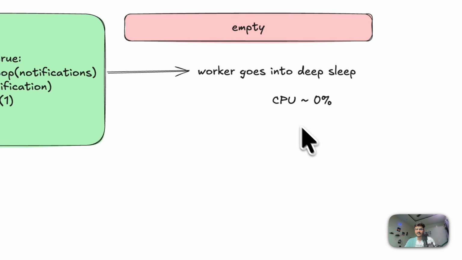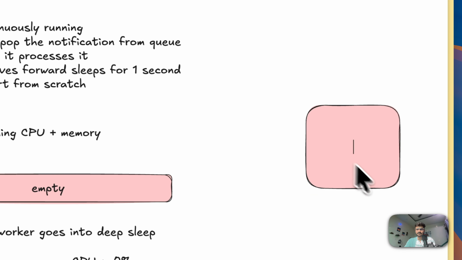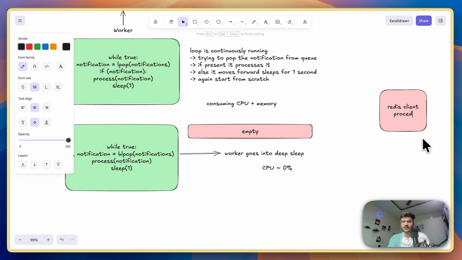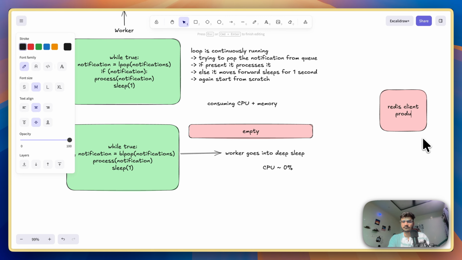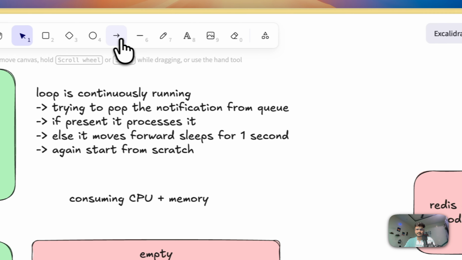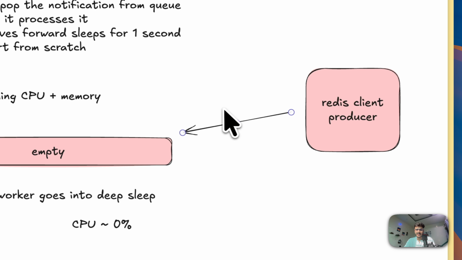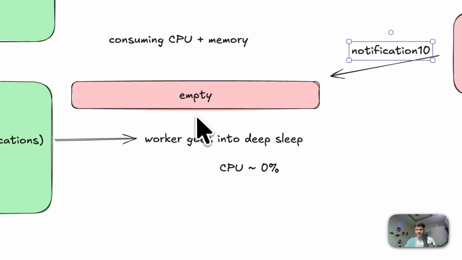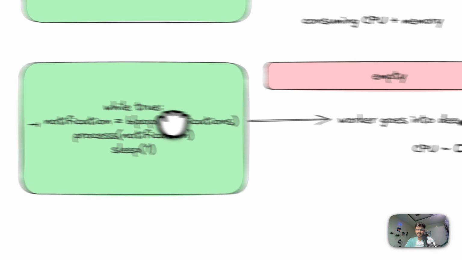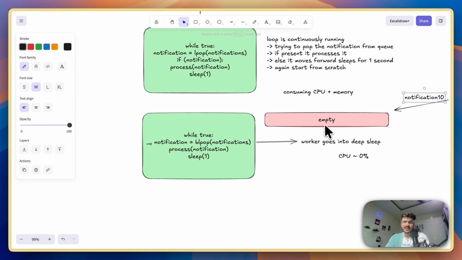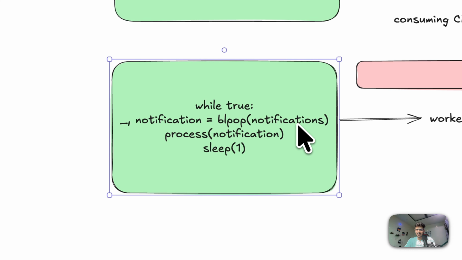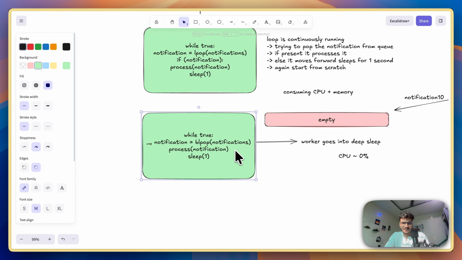So basically what happens is whenever another producer, let's say you have another Redis client or producer, pushes data to this particular queue, maybe let's say it pushed notification 10 to this queue, then as soon as this producer pushes the notification to this queue, the worker will become active again, and it will immediately pop the notification from this queue, right? And it will reach here, and then the notification will be processed, right?